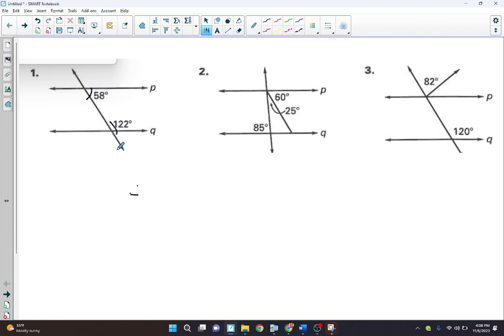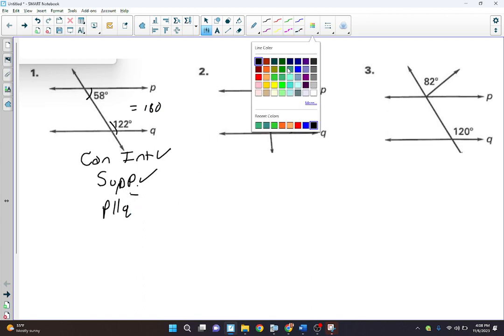These two are consecutive interior. I know consecutive interiors, assuming they're parallel, should be supplementary. So I have to check if these are supplementary. 58 plus 122 does equal 180. So since they are supplementary and they're consecutive interior, I can state P is parallel to Q. What if it wasn't? Then you can't state P is parallel to Q.